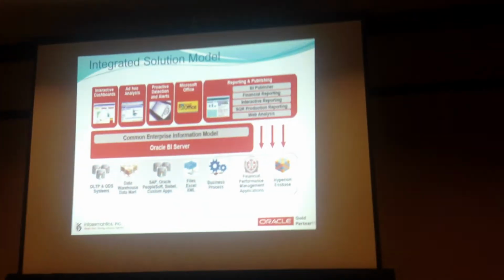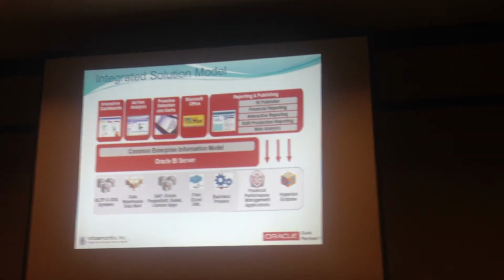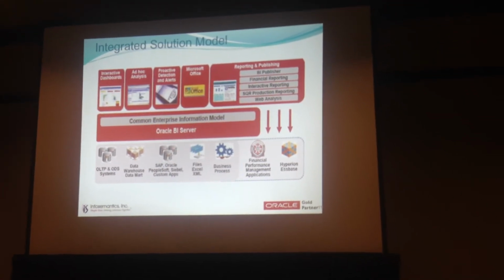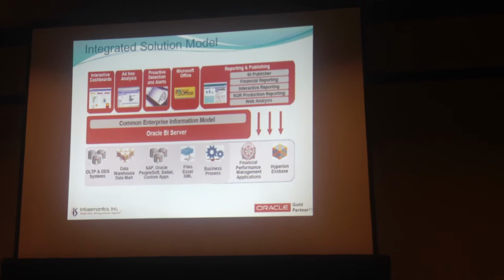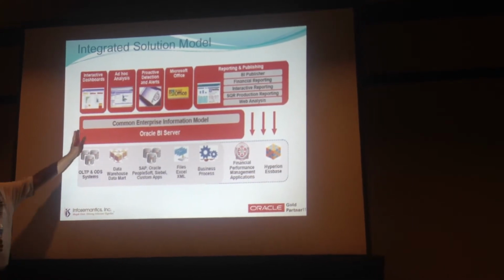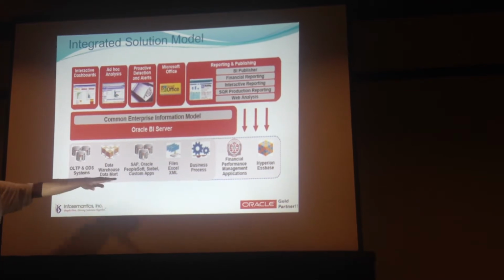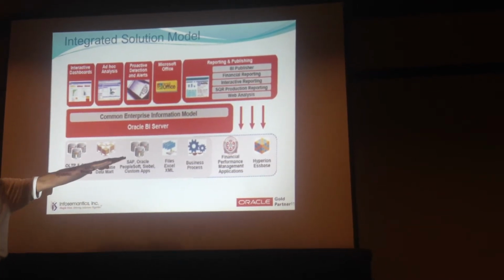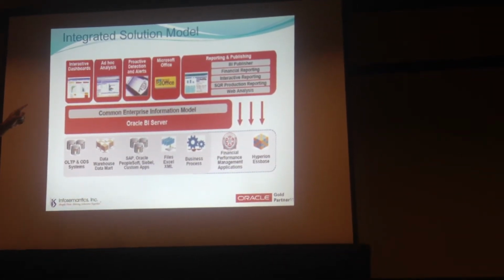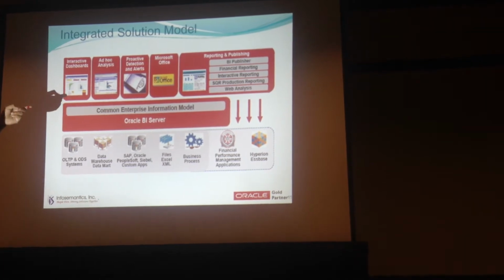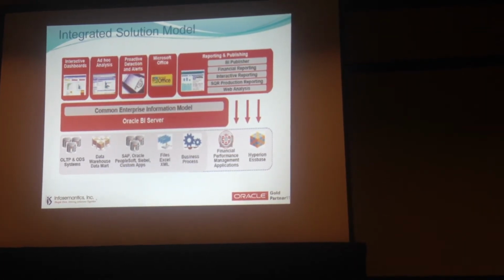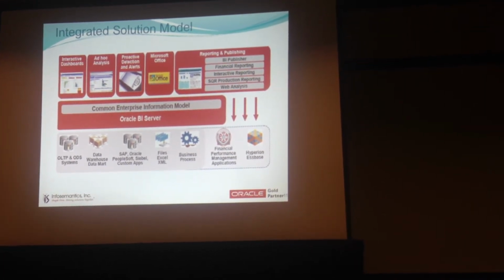So what is the high-level architecture of OBIEE? How does it work? You basically have the OBIEE server, the BI server part of it. It can talk to various data sources, and then you have various tools which come with OBIEE for you to report off of. So you have the interactive dashboards.